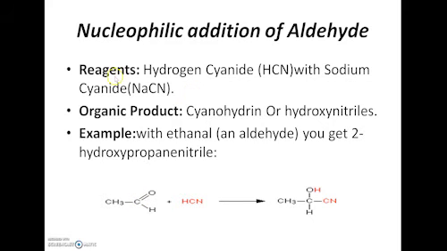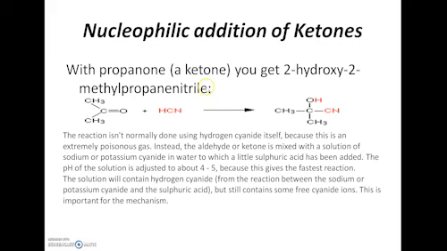What reagents do we require? Hydrogen cyanide with sodium cyanide. The organic product is cyanohydrin or hydroxynitrile. For example, ethanal reacts with hydrogen cyanide in the presence of sodium cyanide, and 2-hydroxypropanenitrile is formed. With propanone, we will get 2-hydroxy-2-methylpropanenitrile.